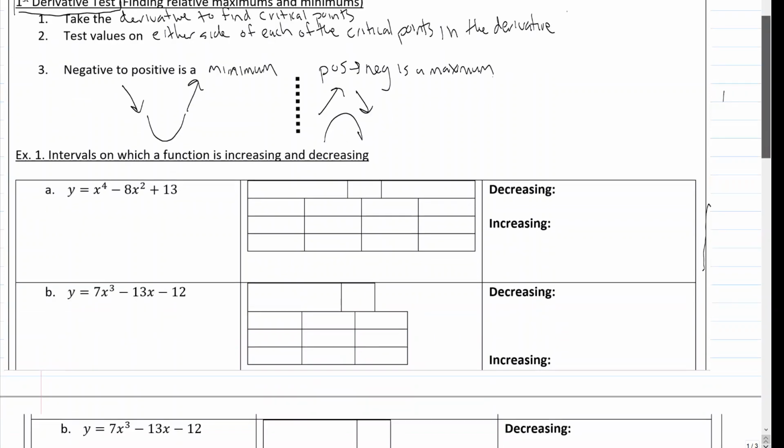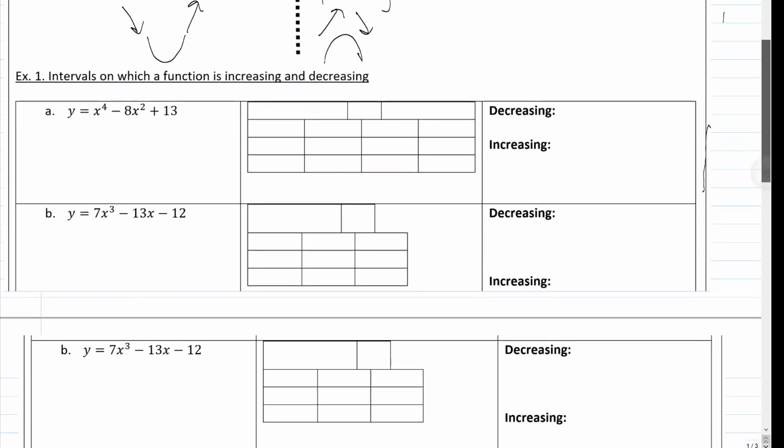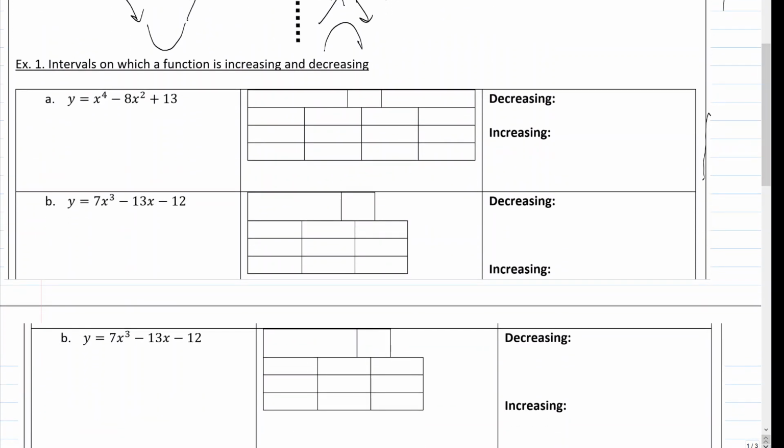All right, now let's go through and actually do one of these questions. Our first question here is x to the fourth minus 8x squared plus 13. I take the derivative of this, and the derivative of y is y prime, and the derivative of x to the fourth is 4x cubed minus 16x. Booyah. Now I want to find the critical points, so I set this equal to 0.